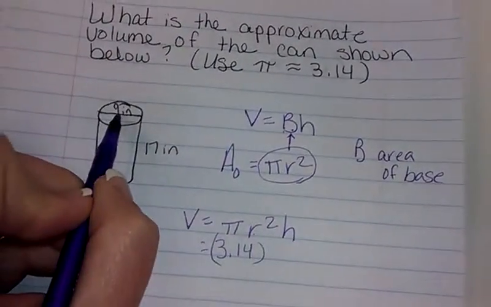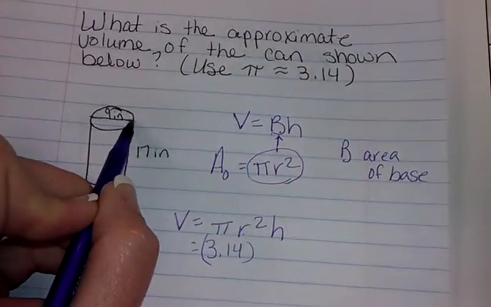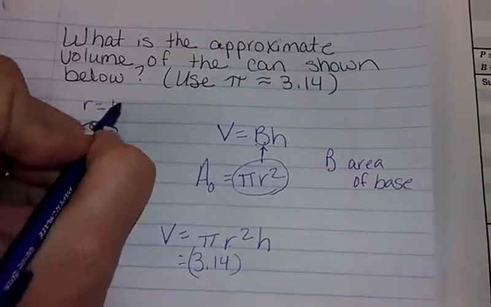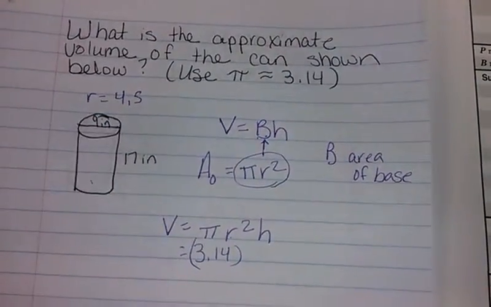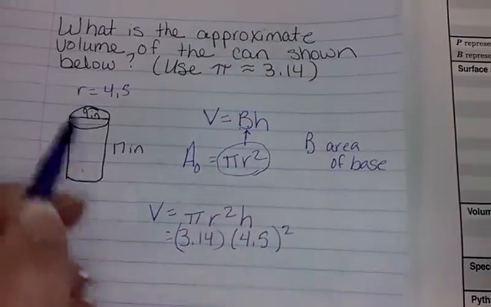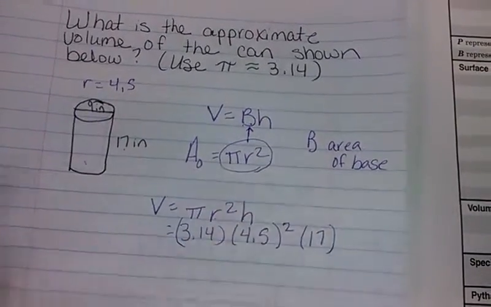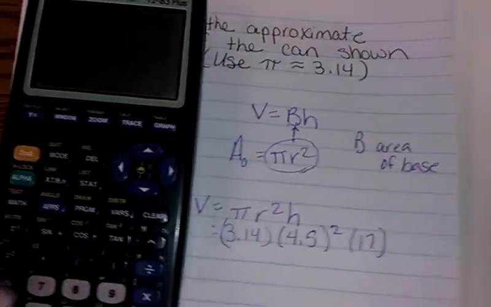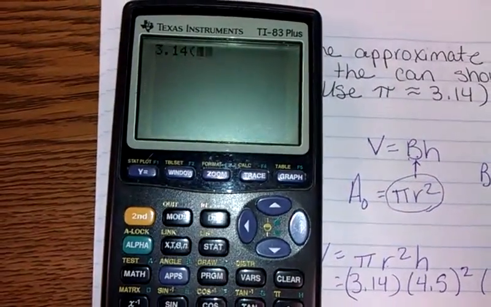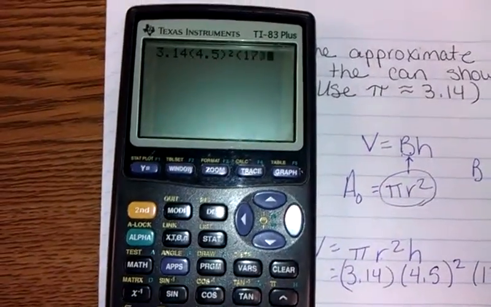Be very careful. Look right here. 9 is the diameter. The diameter is the whole length across. Radius is half of that. Half of 9 is 4.5. So I have 4.5 squared times the height. The height is 17. Let's go plug it in. I've got 3.14 times 4.5 squared times 17.